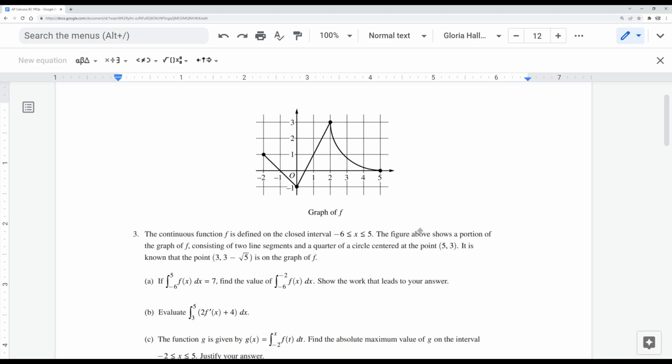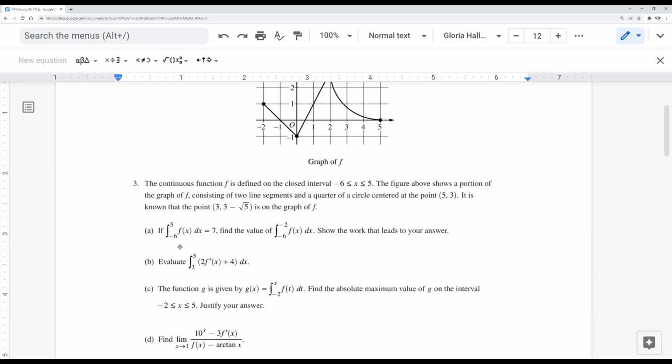The figure above shows a portion of the graph, yes, a portion, consisting of two line segments and a quarter of a circle centered at the point (5, 3). So it tells you it's a circle, so don't assume it, you just know it's a circle, because it said it. Alright, now, it is known that the point (3, 3 minus square root of 5) is on the graph of f, so that is right here, if you can see my crosshair.